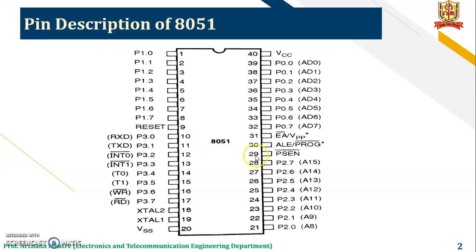Then pin number 29 is for PSEN bar, and pin number 21 to 28 consists of port 2, which is an 8-bit port. So we will study the description of this IC in detail.